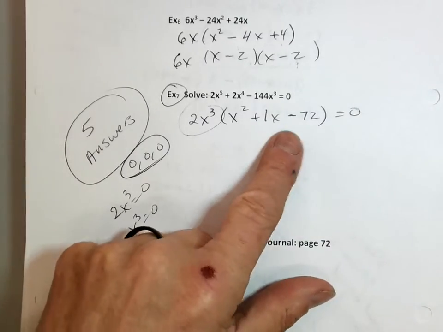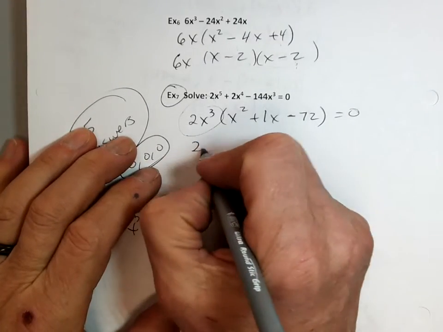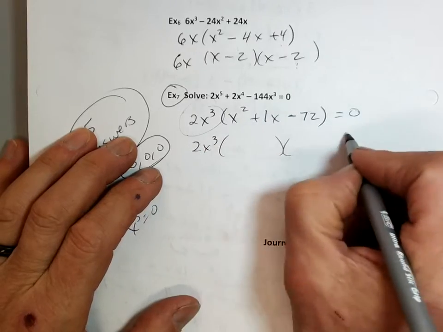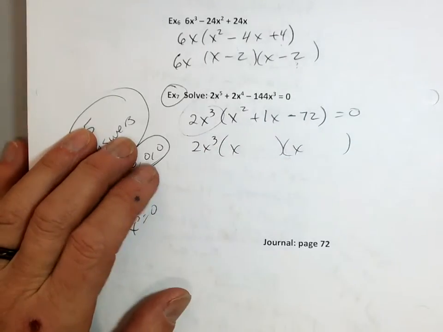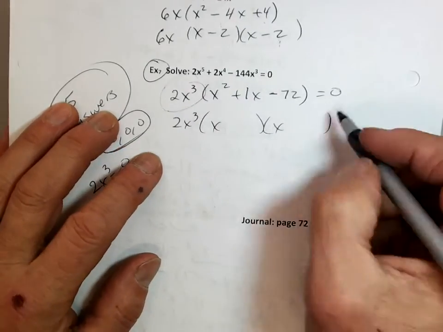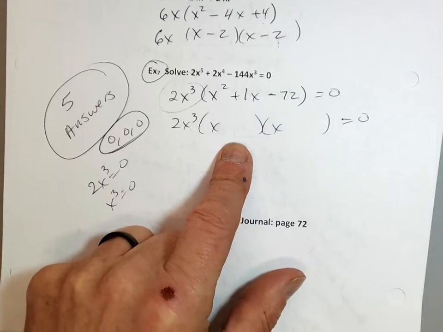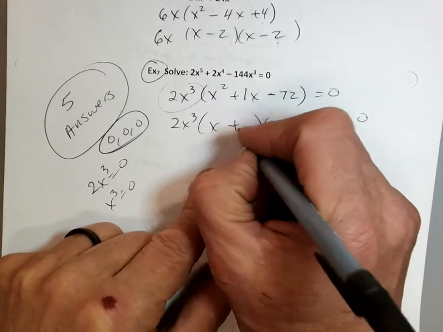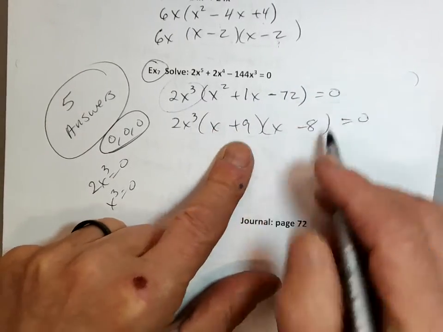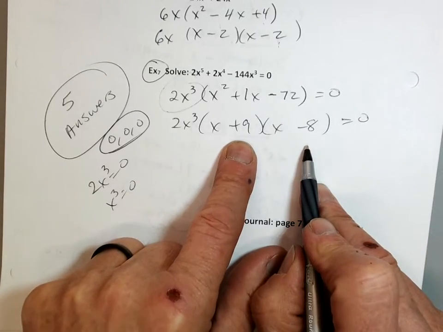Now, how about this? We're not done with this one. So what would it be? x. What times what makes 72? Close. 9 and 6. No, close. 9 and 8. There we go. You guys agree with 9 and 8? How are we going to write this? Minus 9, plus 8. Yep. Okay, negative 72, and if I add them, I get the positive 1.